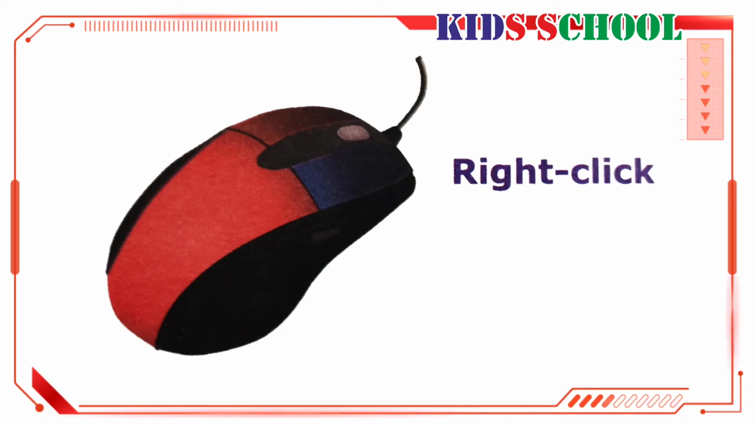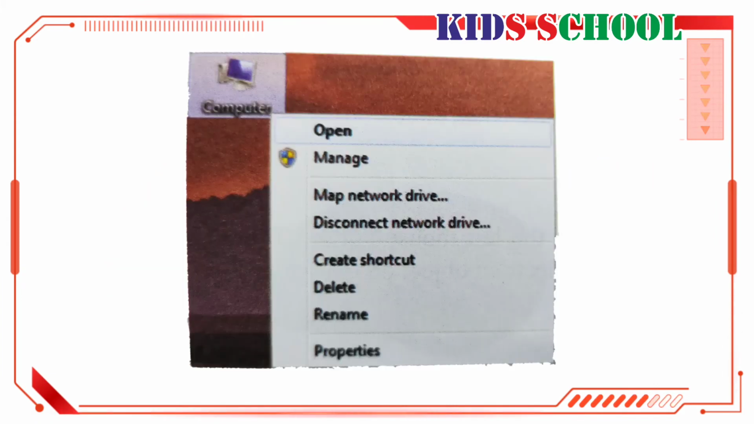Right click. To right click, gently press and release the right mouse button. It often displays a list of commands on the monitor. For example, take the mouse pointer over the computer icon and right click on it. A shortcut menu will appear.